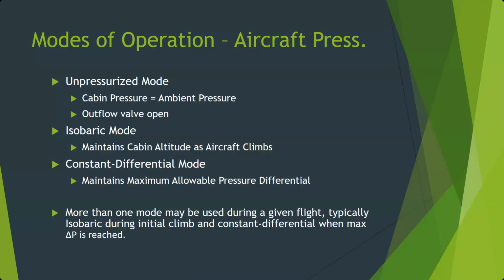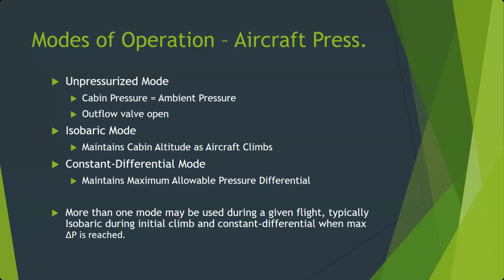The second one is isobaric, which is where we maintain a specific cabin altitude. If the aircraft climbs or descends, it's still going to maintain a given cabin altitude that's below the altitude the aircraft's at. And then the third is constant differential, and that's what happens as we get up to the higher altitudes. There's a max differential. Basically, the plane is going to keep the cabin as low as it can without exceeding that differential pressure.